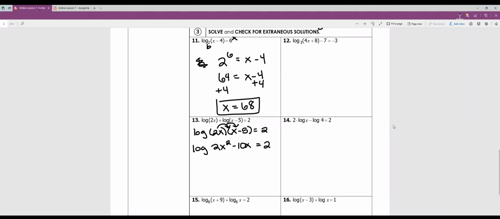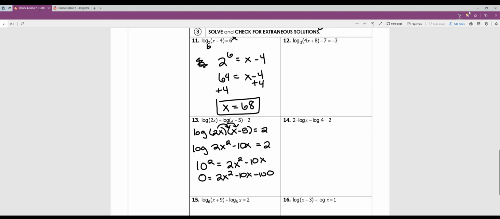So when I rewrite this in exponential form, I'm going to get that 10 squared is equal to 2x squared minus 10x. And 10 squared is 100. So 2x squared minus 10x. Now what I'm going to end up with here is a quadratic, and I know that because I have an x squared and x and a constant. So when that's the case, I want to move everything to one side of my equal sign. And so I'm going to move that 100 to the other side. And when I do that, it's going to become negative. So I'm going to have 0 is equal to 2x squared minus 10x minus 100.